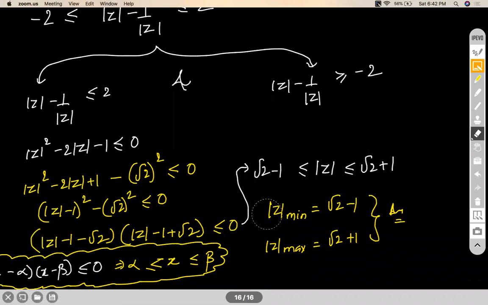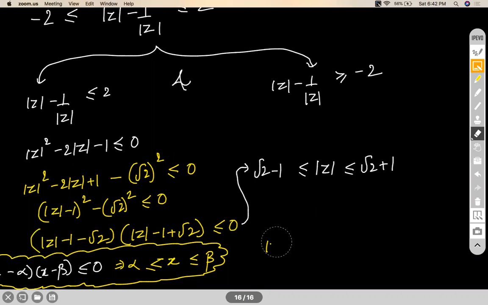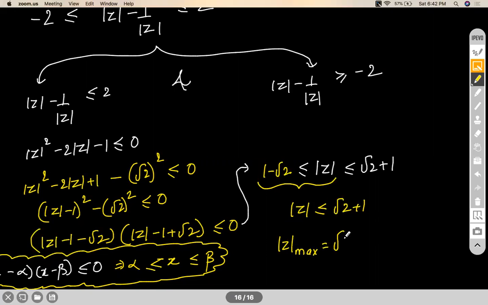Yeah, I think one small thing that I would like to add over here. This is giving you a 1 minus root 2. Yes, absolutely correct, Aditya. So this is always true. So at least this gives me mod z is less than root 2 plus 1. Thanks for correcting me. So mod z maximum value is root 2 plus 1.